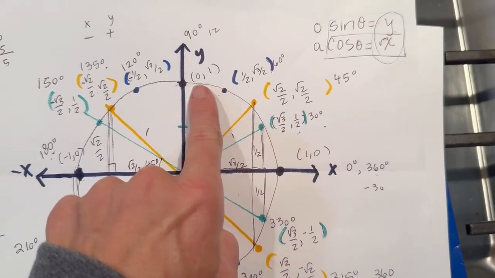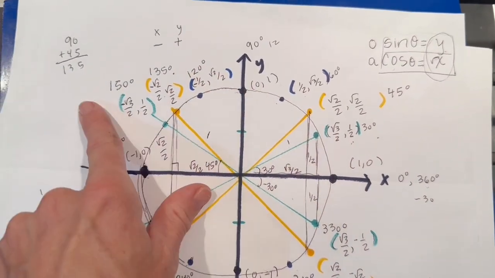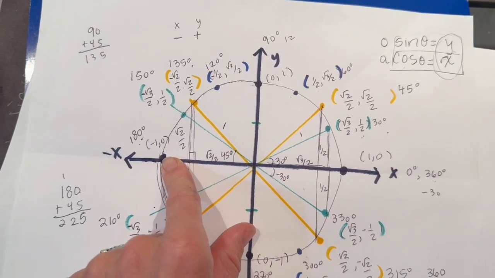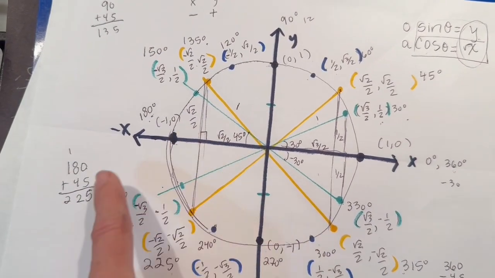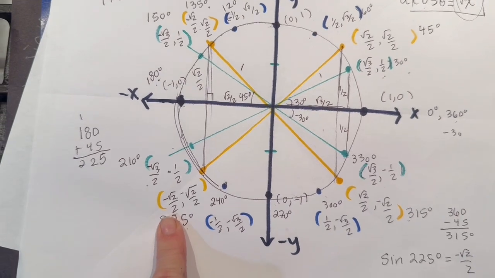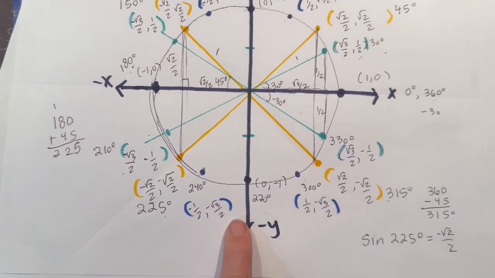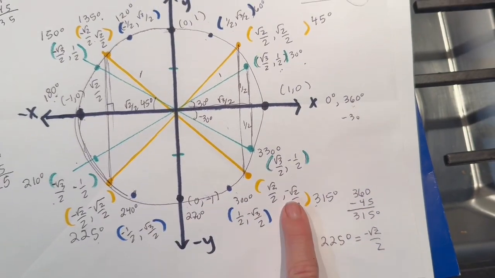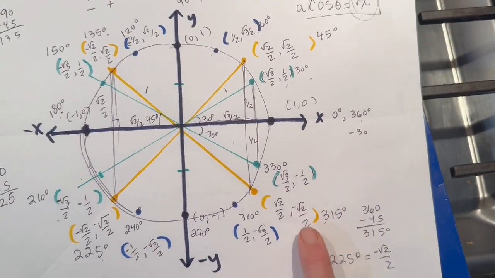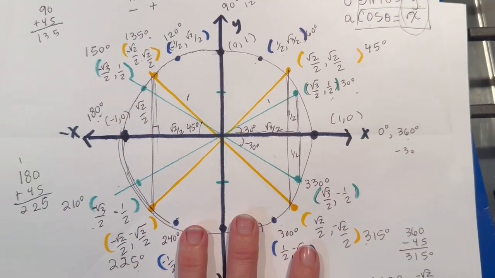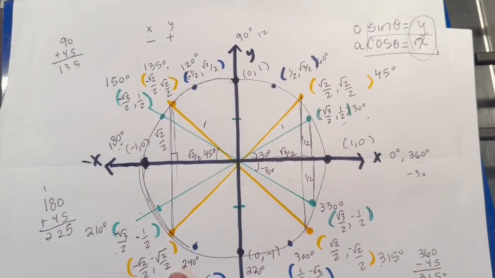Then 45 plus 45, 90. 90 plus 45 is 135. 135 plus 45 is 180. 180 plus 45 is 225. 225 plus 45 is 270. And then 270 plus 45 is 315. 315 plus 45 is 360. And so that's now the full unit circle.